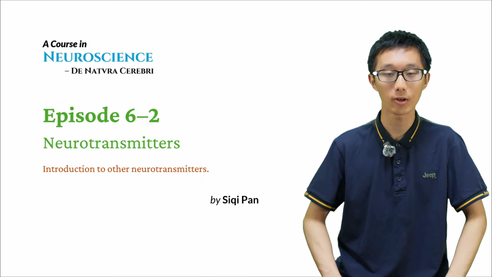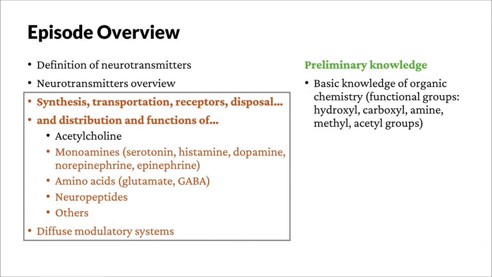Hi everyone, welcome back. Today we are going to meet more neurotransmitters. In the last episode, we defined neurotransmitters and learned about them in general. Then we took a close look at acetylcholine, our old friend. Today we are going to meet new friends, including monoamines, amino acids, neuropeptides, and others.